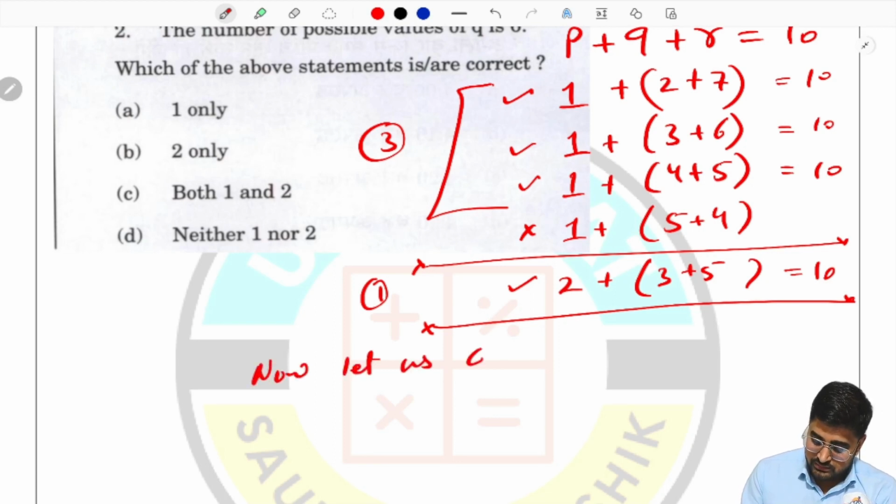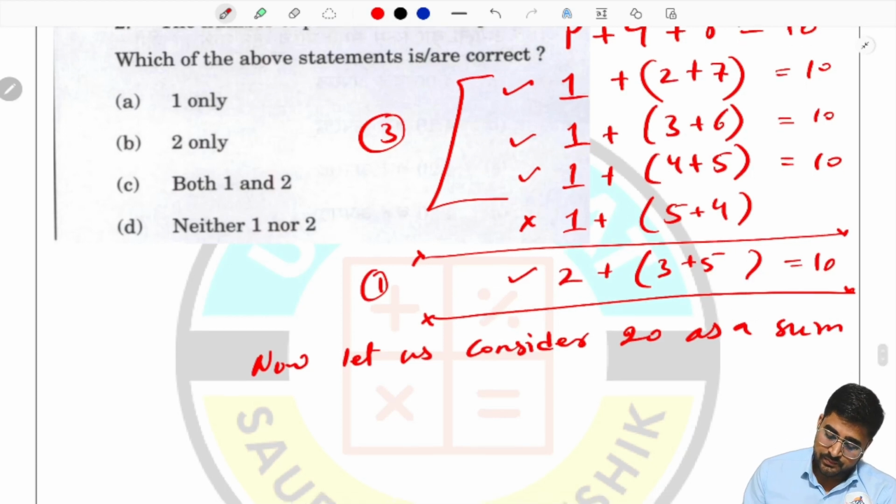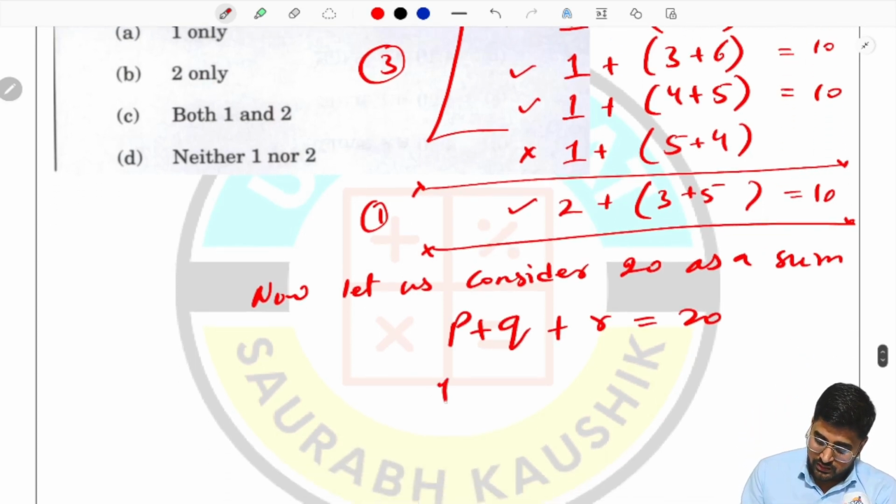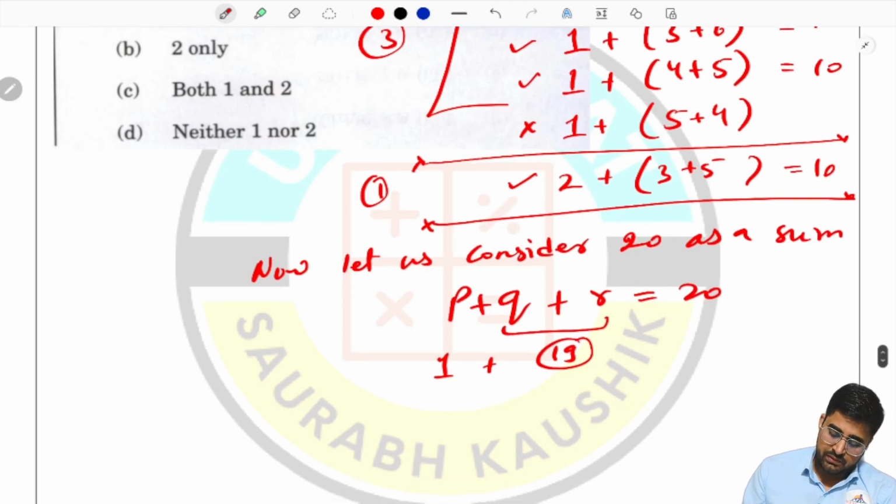Now let us consider 20 as a sum. Now P plus Q plus R is equal to 20. Same thing we will do. If you put here 1, P as a 1, then you have to make Q and R 19. Okay. Please tell me one thing.